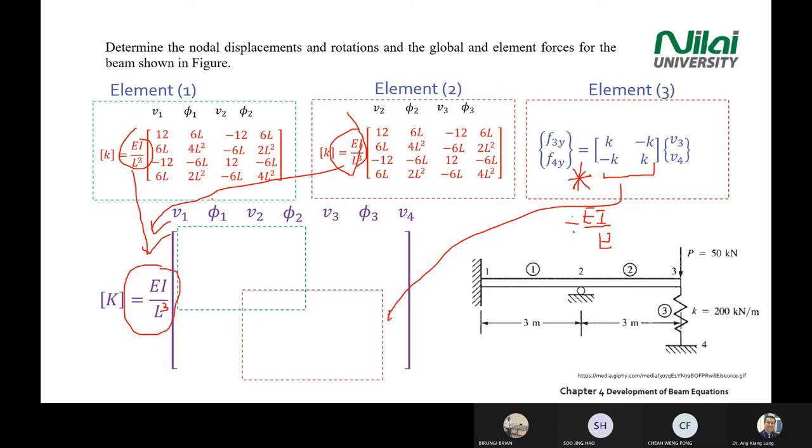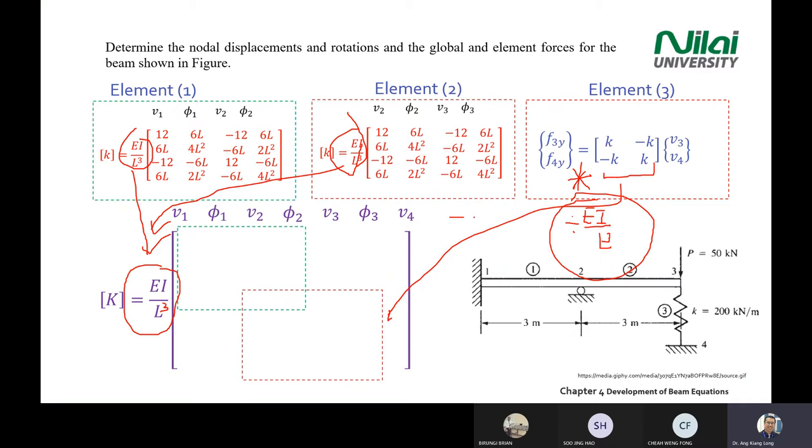Okay, I repeat. For element 1 and 2, beam, no problem. When you export the EI divided by L cube, this typo error is an L cube, because you export the constant value here. So when you import the element 3 value, because element 3 is Spring, Spring only has the K matrix, but there's no EI divided by L cube in the Spring. So when you import them into this global matrix, because this global matrix includes the constant value here, make sure to remember you divide this K by EI divided by L cube when you put it inside here.